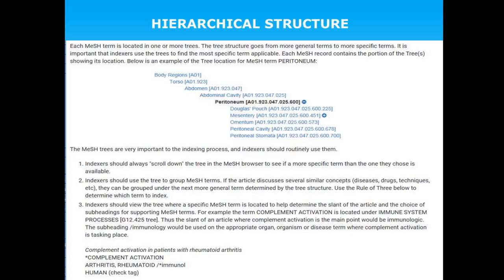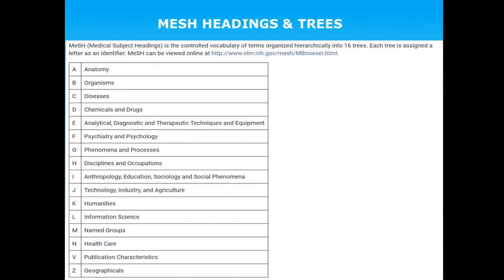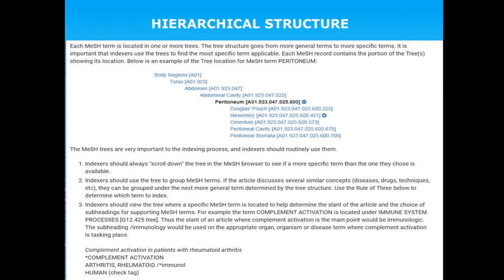Indexers should view the tree where a specific MeSH term is located to help determine the slant of the article and the choice of the subheading. For example, complement activation is located under immune system processes. So that is the tree number here, G12. We know what G is, right? Phenomena and processes. So G is the main tree and the rest is the branch number.